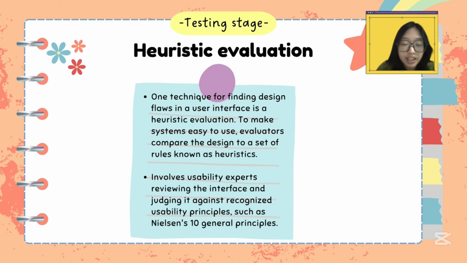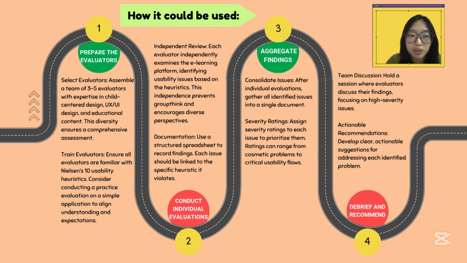The final technique I choose is heuristic evaluation for the testing stage. The definition of this technique is a technique for finding design flaws in a user interface. To make the system easy to use, evaluators compare the design to a set of rules known as heuristics. It involves a usability expert reviewing the interface and judging it against recognized usability principles, such as Nielsen's 10 general principles. And how this technique can be used, it has 4 steps.